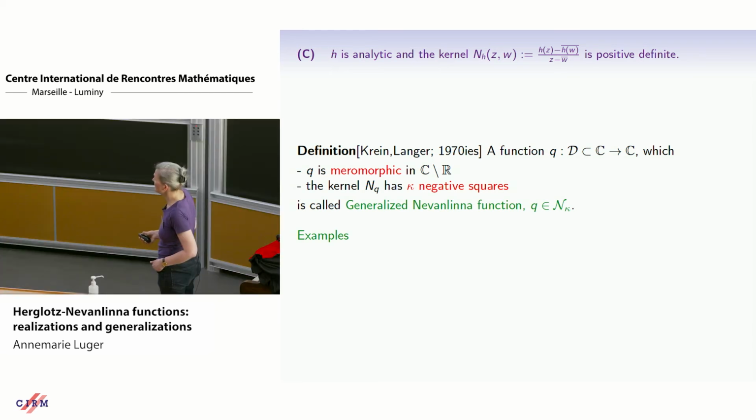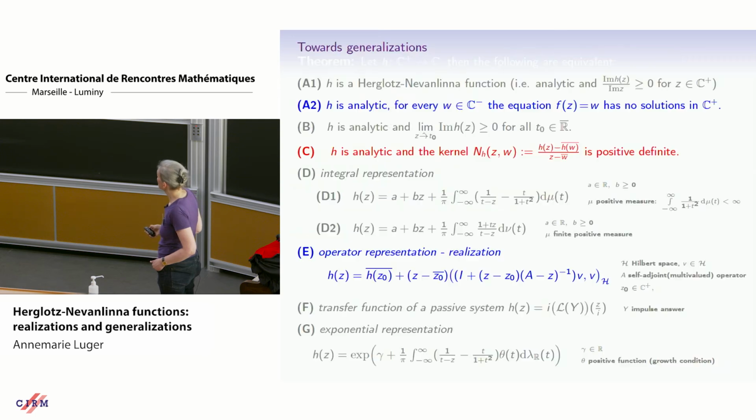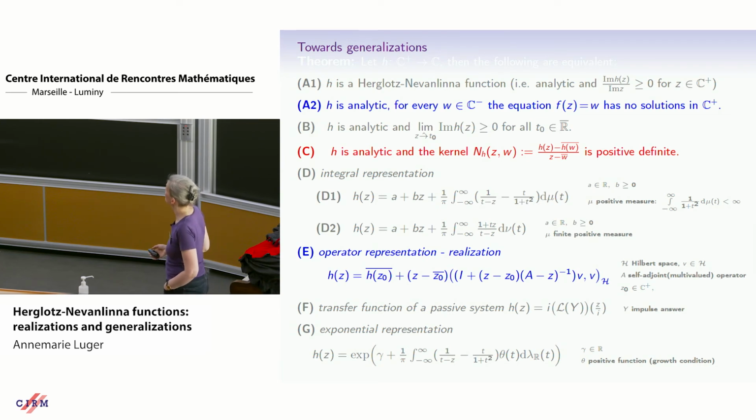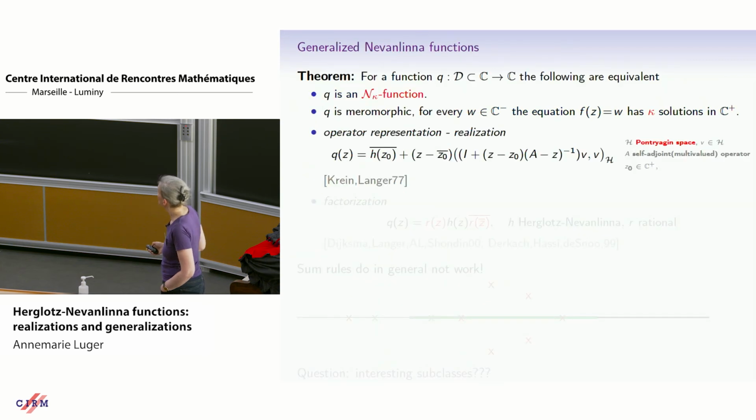The examples that I have had here, this one and this one, are both of this type. This one is not of this type. This class is actually connected also with two of the other characterizations that we had before, namely with the number of solutions and with the operator representation. So the following theorem holds. For a function q, the following are equivalent. Q is an N-kappa function.